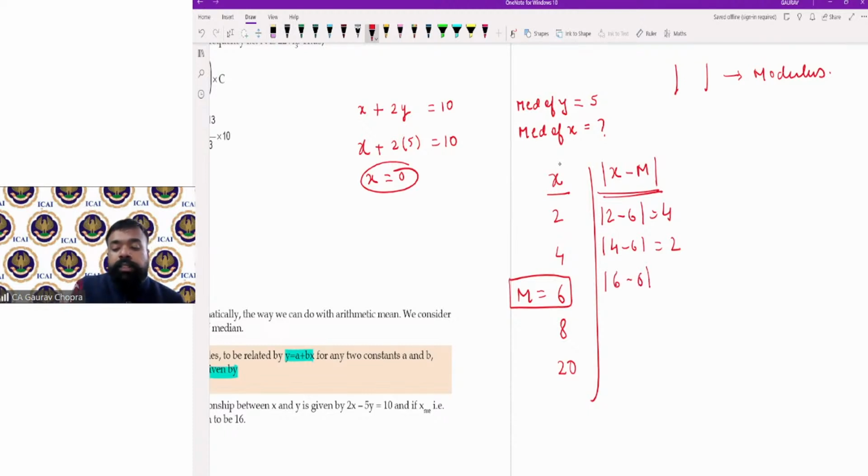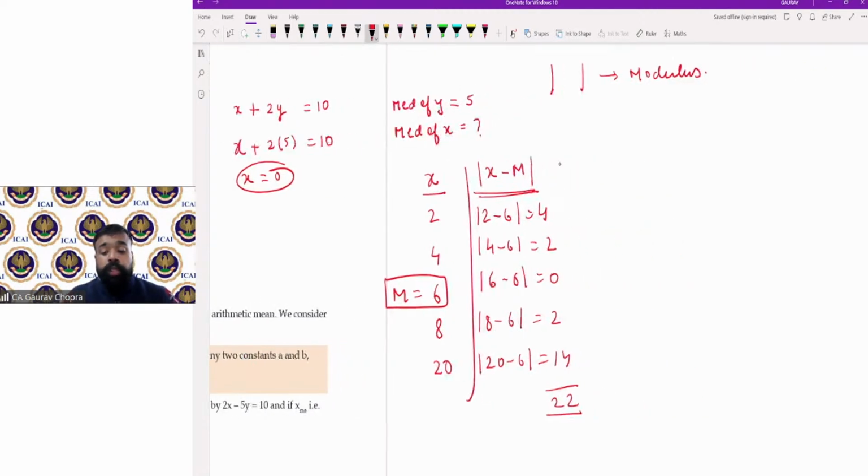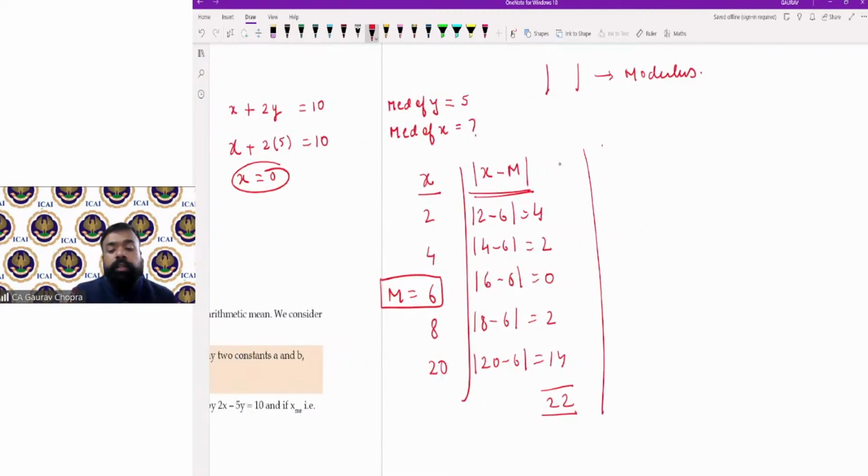So 6 minus 6 gives 0. 8 minus 6 is 2. And 20 minus 6 is 14. So what is the total now? Check the total, it is 22. Now, if you take deviation from any other number, let's take 2, you can take 4, any number, the total will be always more than 22. उसका total 22 से ज़्यादा ही आएगा.